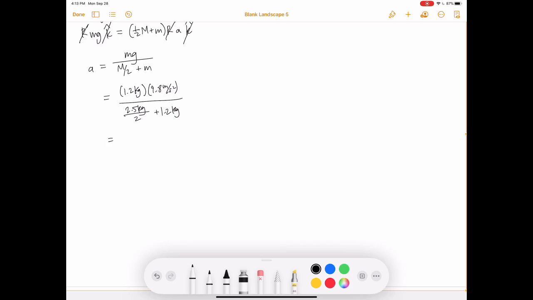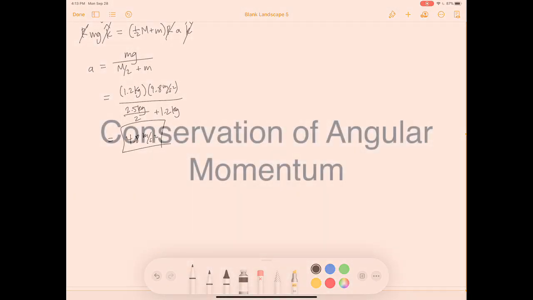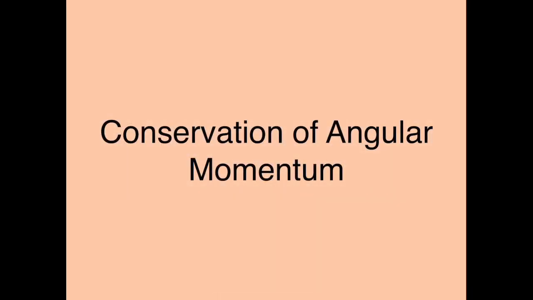Now, if you calculate that, it'll come out to 4.8 meters per second squared. So again, that's a problem we've seen before. We've already worked this one out back in chapter 10. This is just a different way of doing it, and you get the same answer. Okay, so with that said, now we can talk about conservation of angular momentum. Let's get into this.